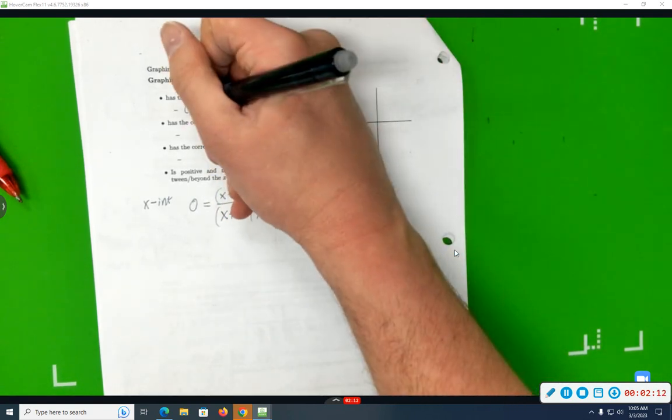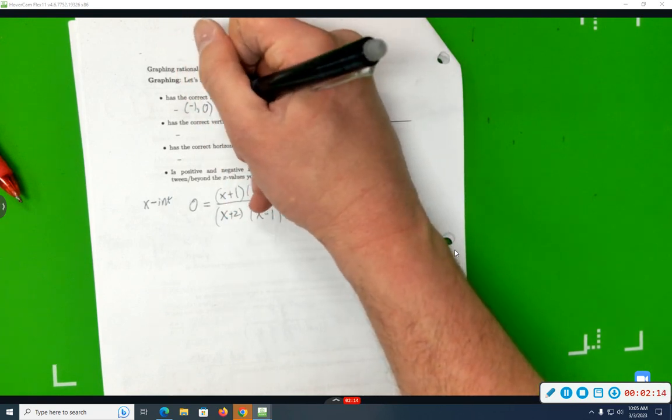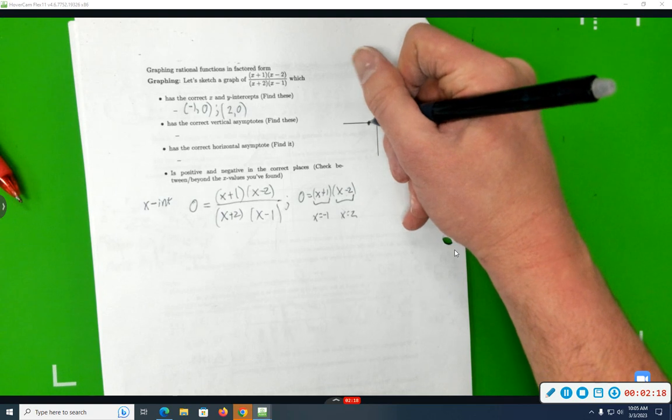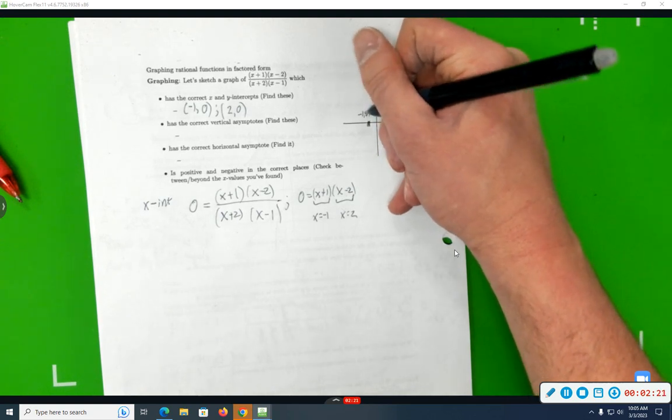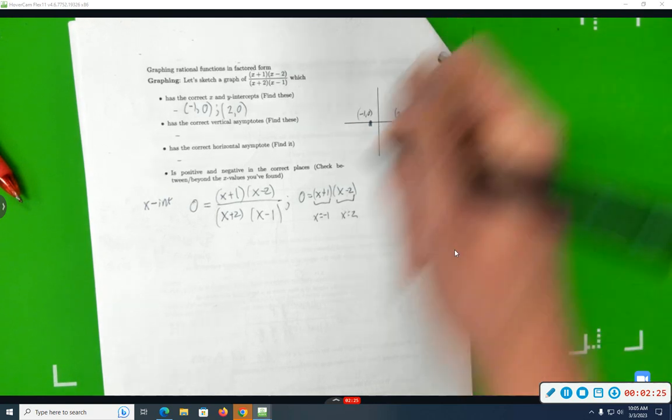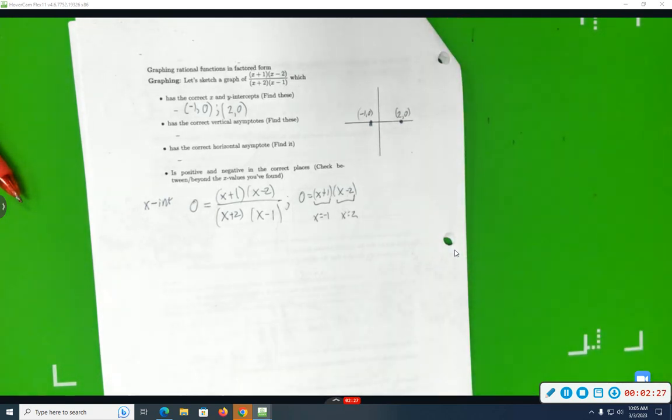Either this piece is 0, so x equals negative 1, or this piece is 0, so x equals 2. So the x-intercepts will be (-1, 0) and (2, 0). I'm not going to be too worried about having the scale correct, but 2 should look good.